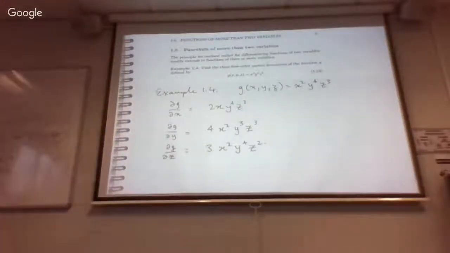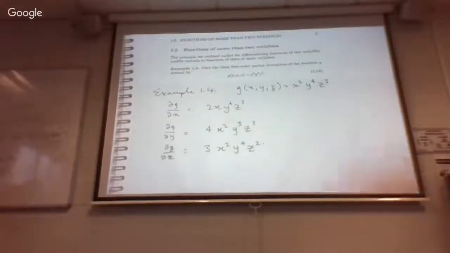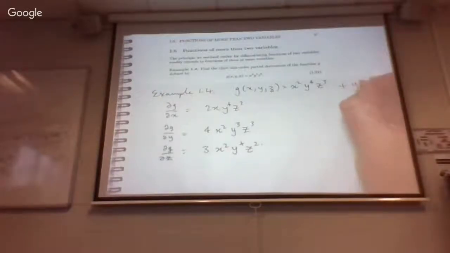Of course, if we were to change this, I could augment this by, say, adding in a y squared here. How would these partial derivatives change if I suddenly had a plus y squared there?